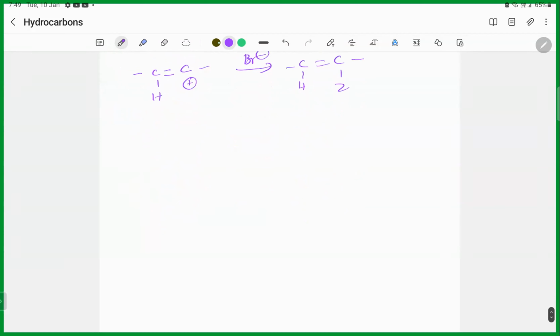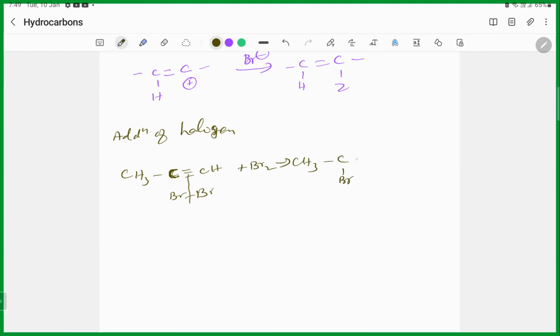For example, addition of halogen. When you have CH3 C triple bond CH, please remember this carbon does not have the hydrogen because it has a triple bond and one single bond. When we are adding bromine over here, Br and Br, it will give CH3 CBr double bond CHBr.